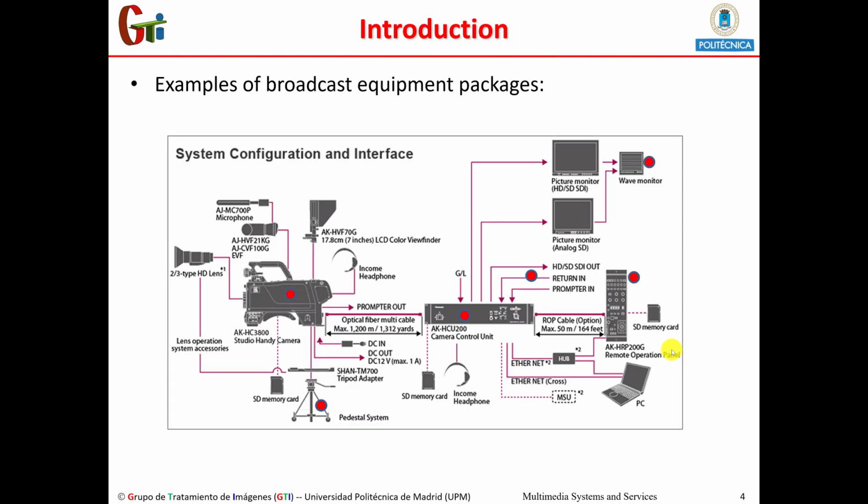Here in this slide you can observe an example of a broadcast equipment package containing several of the previously mentioned pieces of equipment. Of course, we have one camera with lens, microphones, and also additional devices like the tripod or pedestal, and the camera control unit that, as we will see later, is a special interface that connects the camera with other special devices and is used for the remote control of the camera.